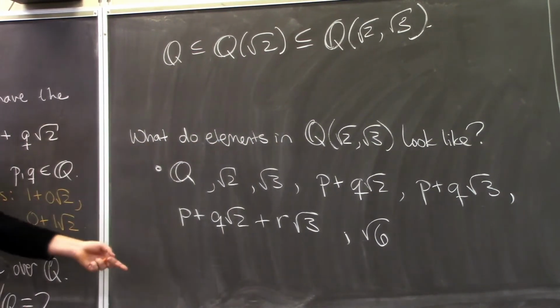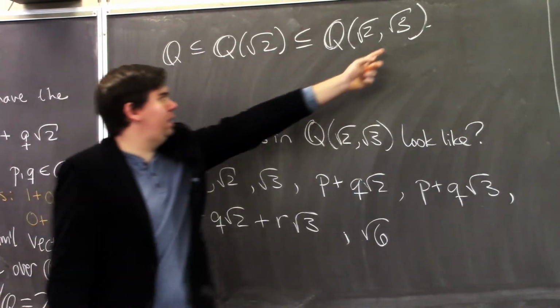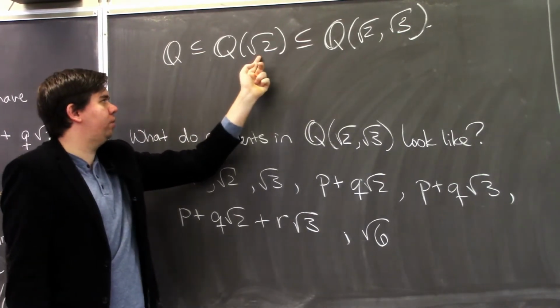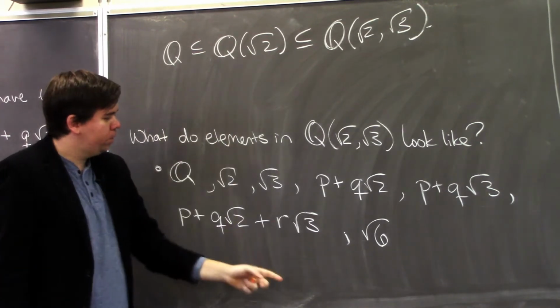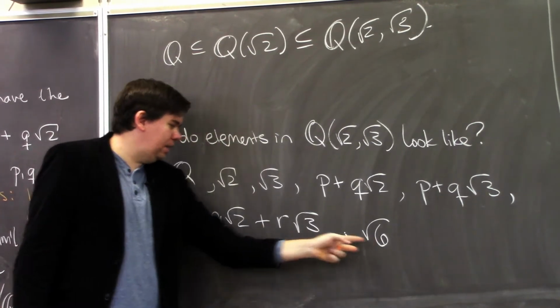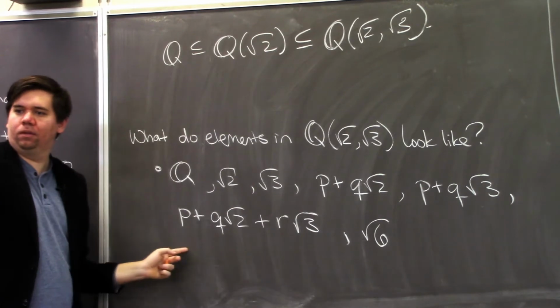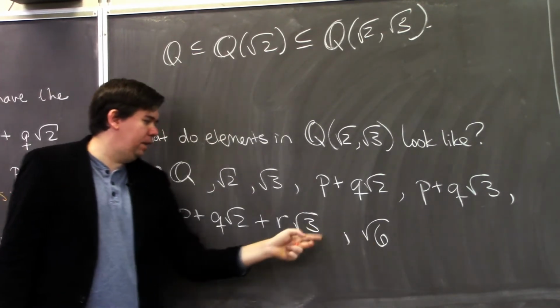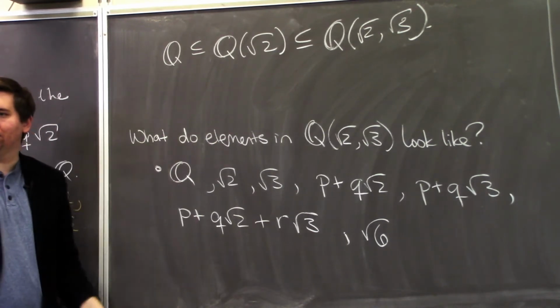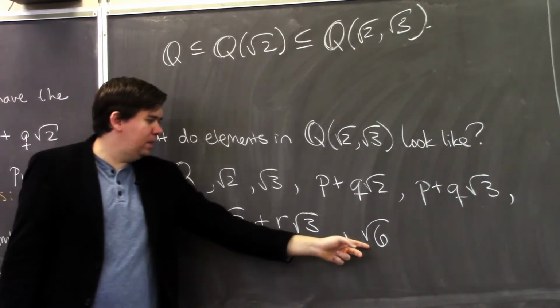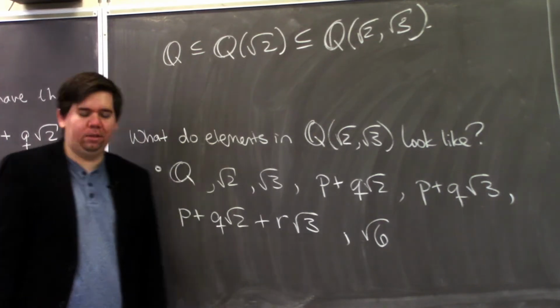And just like we argued before, saying that the square root of 3 isn't secretly some combination of things with square root of 2, that square root of 3 is not inside Q extended by square root of 2, you can argue the square root of 6 isn't secretly something of this form. You can say, suppose square root of 6 is equal to something of this form, square both sides, work your way at it and get a contradiction, right? So square root of 6 is another fundamentally different kind of creature.